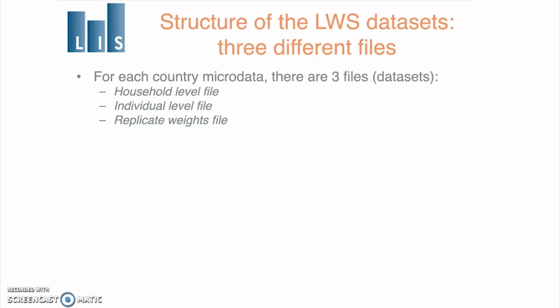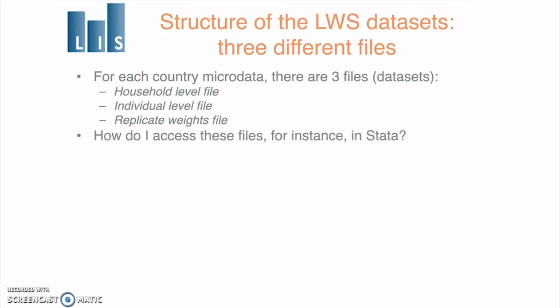Depending on your research question, these three datasets can be combined together if you want to utilize household and individual level information in your analysis and to test the null hypothesis. You can also combine only household level file with replicate weights or individual level file with replicate weights file. All depends on your research question.